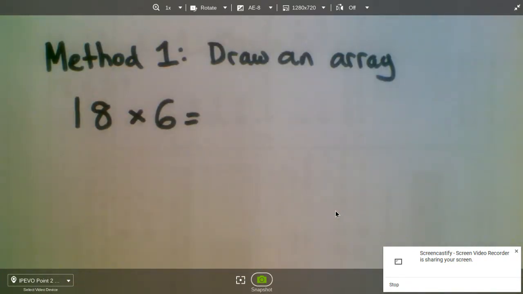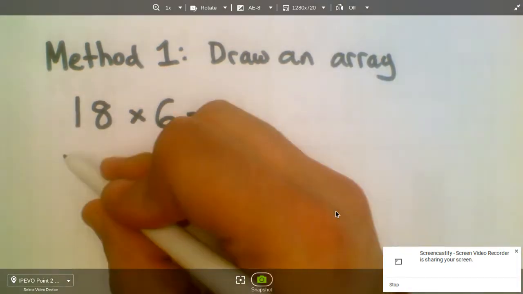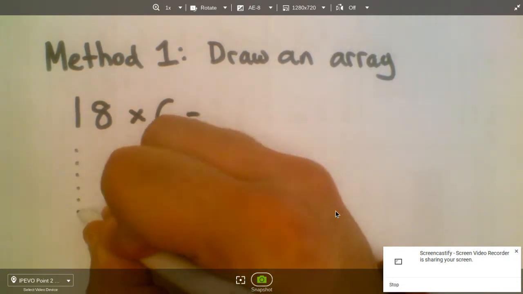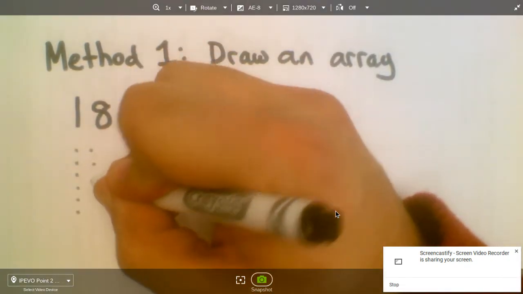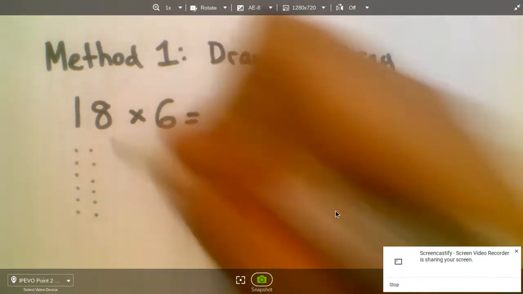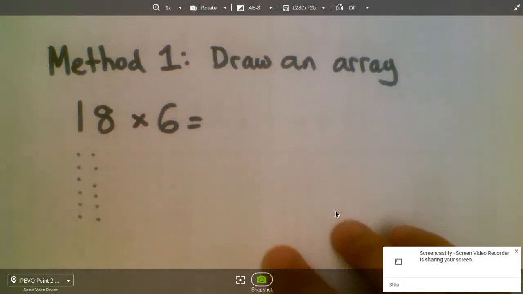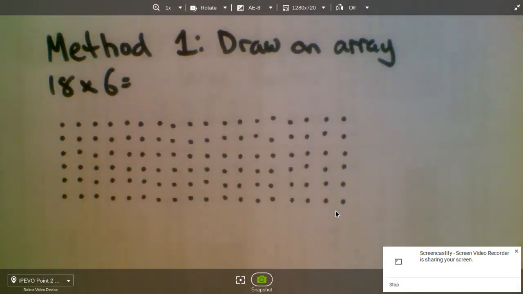Method 1 asks students to draw an array. So if I'm multiplying 18 times 6, I'm going to sit here and draw an array to show 6 rows of 18. So 1, 2, 3, 4, 5, 6. Well, this is going to take a while. So thanks to the wonders of technology and scrap paper, voila, here's our array. 18 times 6. So what we want to teach kids to do is to break that down.